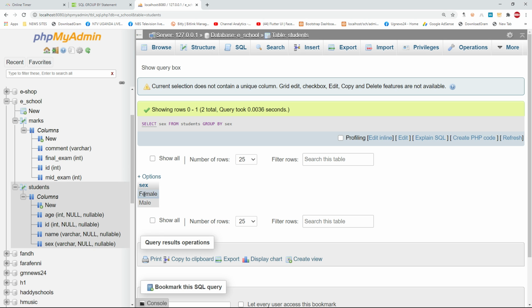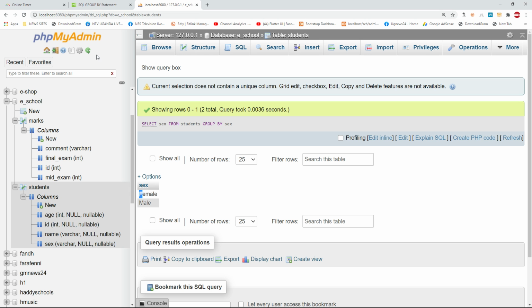You can see you're having male, and then once it says male, it will never repeat that male again, and then go to female, and once it's found female, it will not allow that female to exist again. So that's when we use what? We use group by. We use it to do what? To group columns.